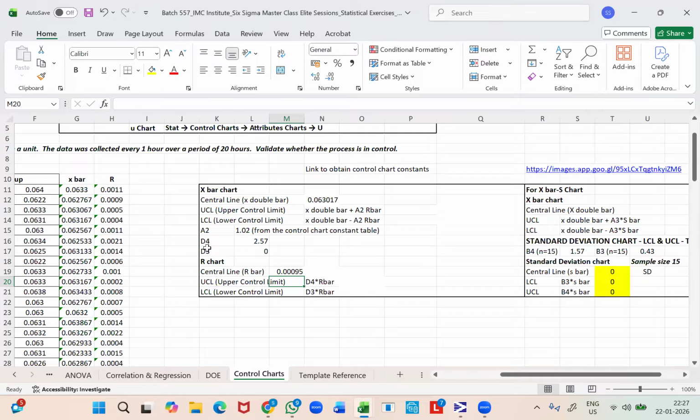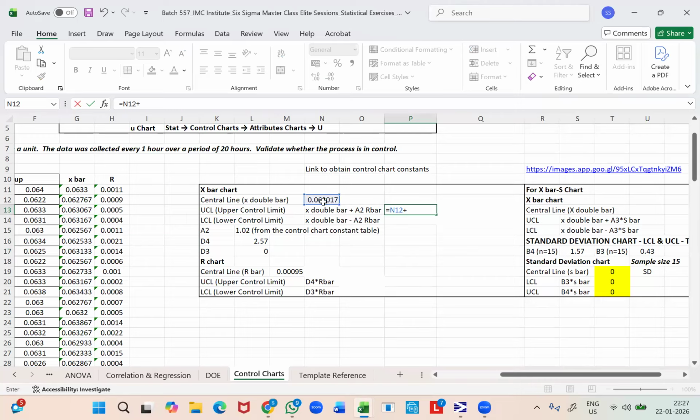And similarly, for calculating the upper control limit and the lower control limit for the R chart, which is the range chart, we would require D4 and D3 values. So D4 for subgroup sample size 3 is 2.57, picked from the sample size constant table, and D3 for subgroup sample size 3 is actually 0, right? So let me apply all these values and then calculate the upper control limit and the lower control limit first for the X bar chart.